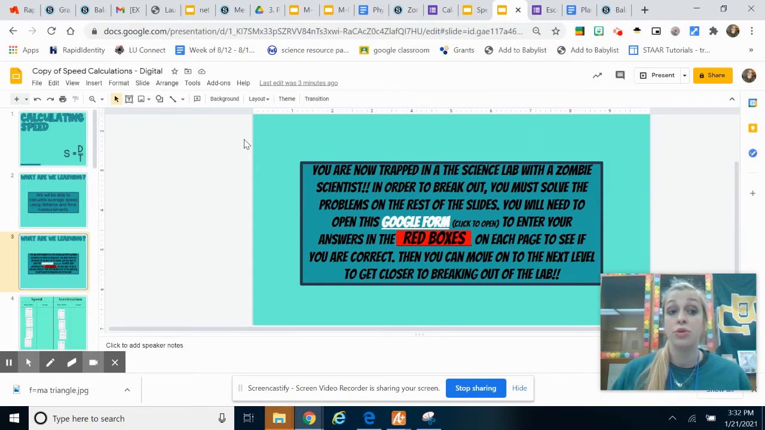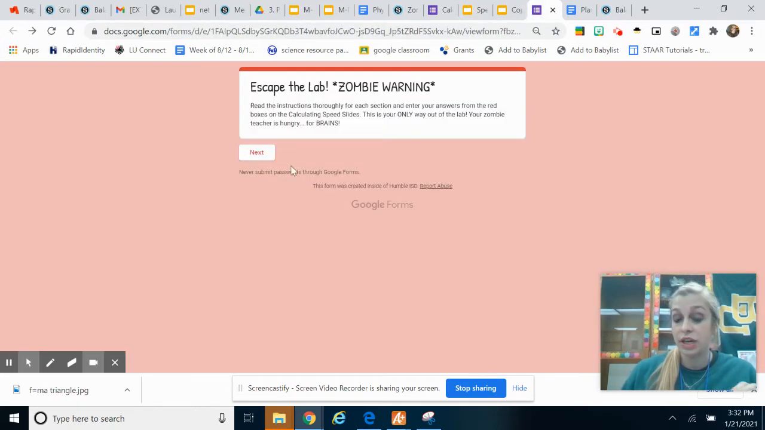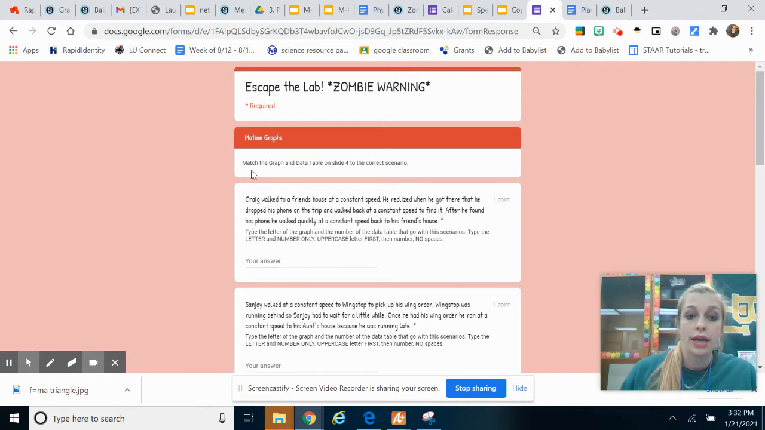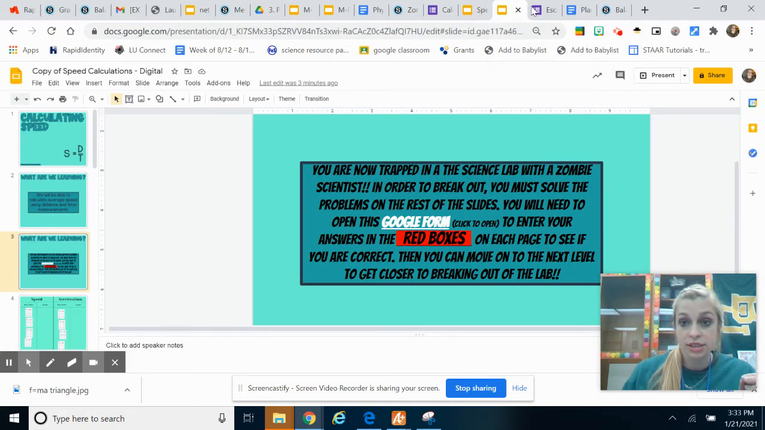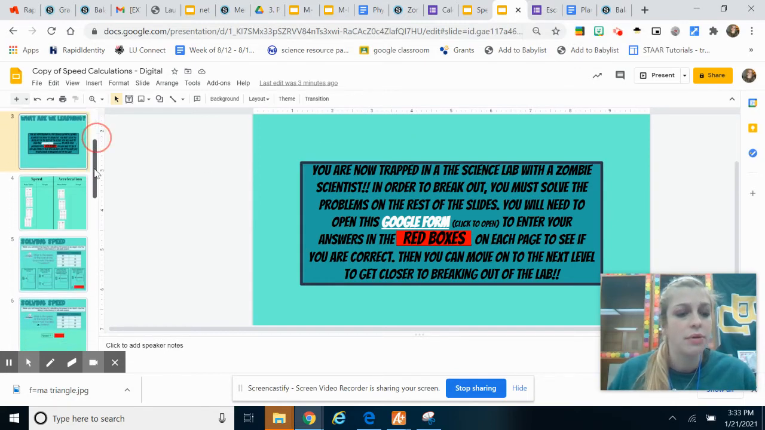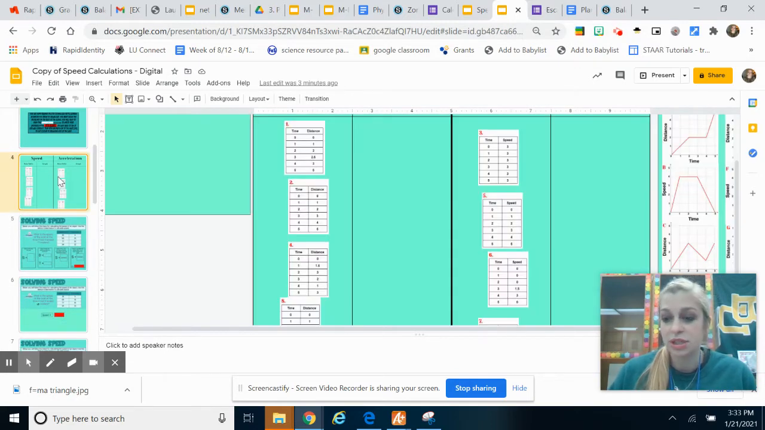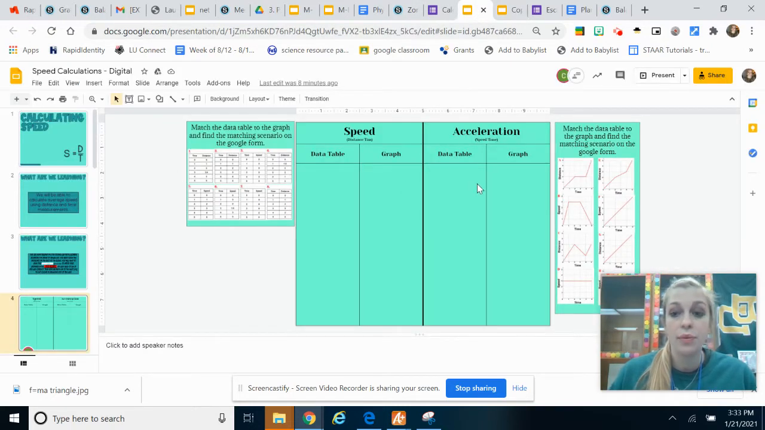So you are doing the assignment on the slides. You enter your answer for each slide in the Google form. So when I click next, all right, it says match the graph and data table on slide 4 to the correct scenario. So we need slide 4 first to do anything on the Google form. So you're using both. I wouldn't split screen though, because you're mostly working on the Google form, but you can do whatever you want. Oops, all right, when you get to the slide, it will look like this, slide 4.